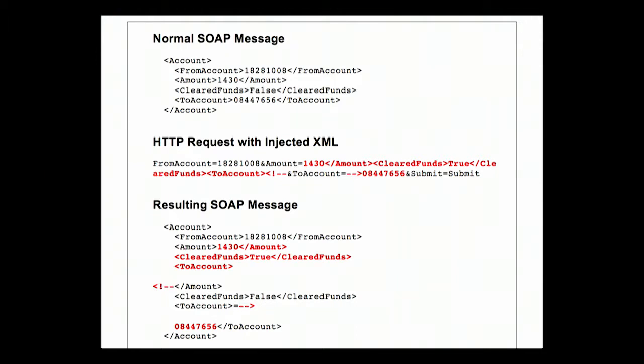This is the end of the amount. Now I have cleared fund equals true. So we'll interpret this request as one that has already been through the authorization process and send it to an account. And then I'm going to comment out that part of the account. So I'm controlling the account it goes to, and I'm showing it's already been approved. So that's pretty cute. Here's the resulting SOAP message that will go out there and have the result.